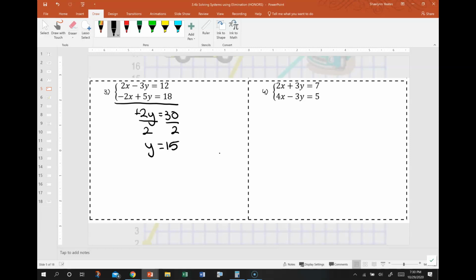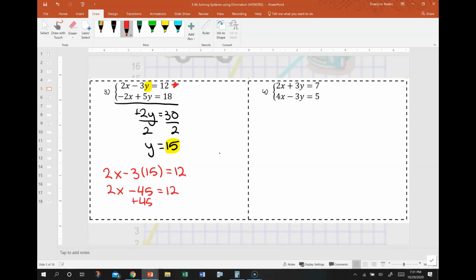Well, that's quite beautiful because now I can use that to solve for my x. Now, it doesn't matter which equation I plug it into, so I'm just going to pick this top one because it has smaller numbers. There's really no reason why. And I'm going to take this 15 and plug it in for the y. So that means I've got 2x minus 3 times 15 equals 12. So 2x minus 45, because 3 times 15 is 45, equals 12.